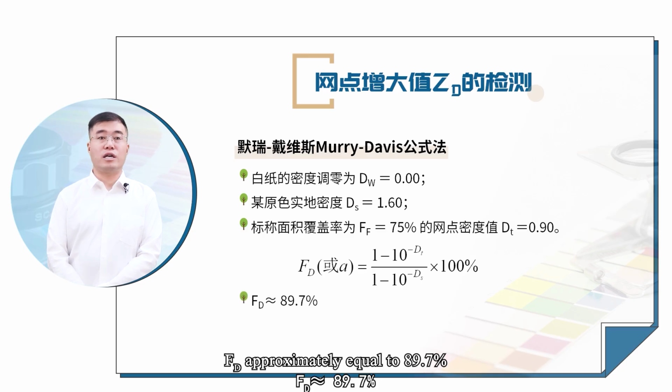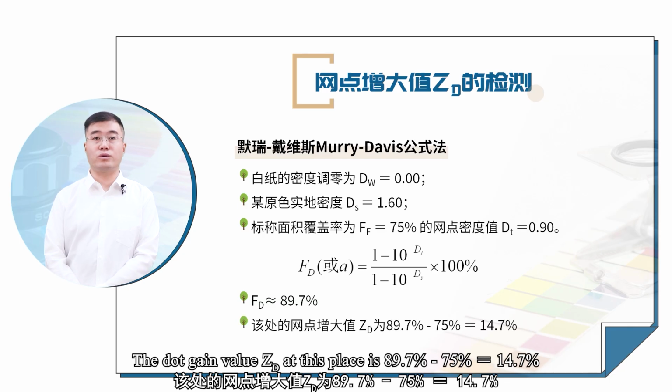F sub D is approximately equal to 89.7%. The dot gain value Z sub D at this place is 89.7% minus 75% equals 14.7%.